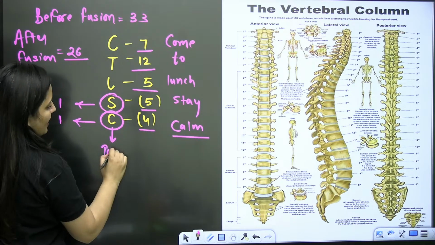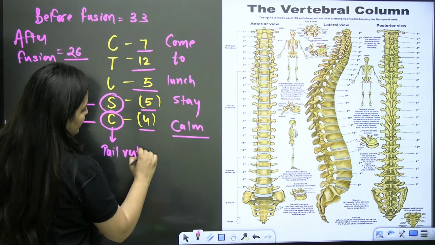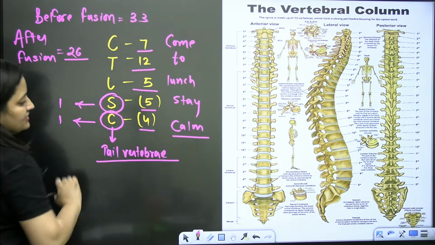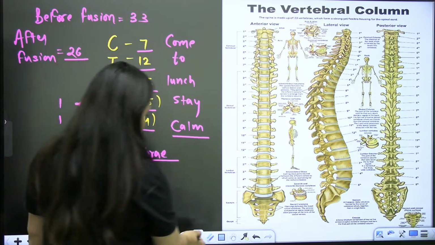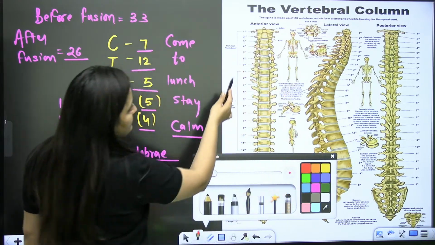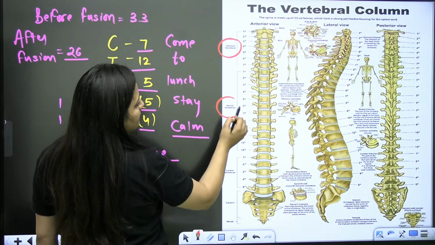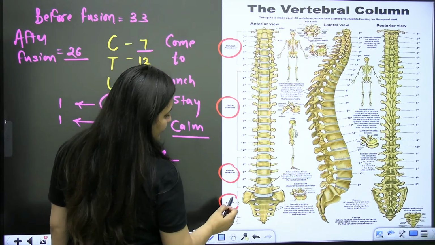So this coccyx is basically in the tail region, the tail vertebra. Done? Just have a look: 7 cervical, this thoracic, this lumbar, sacrum and coccyx.